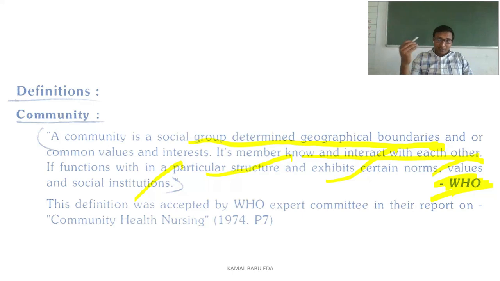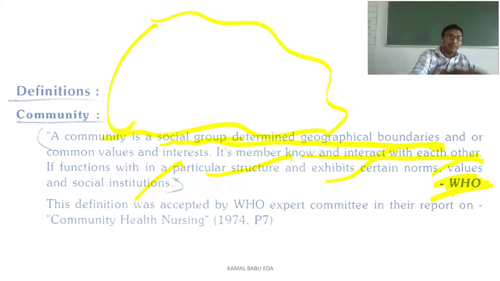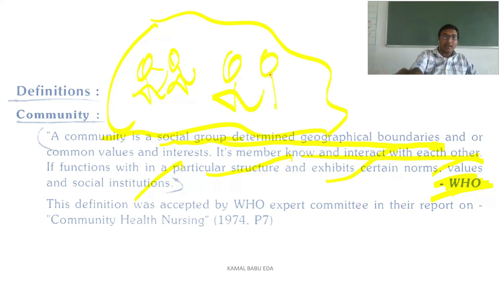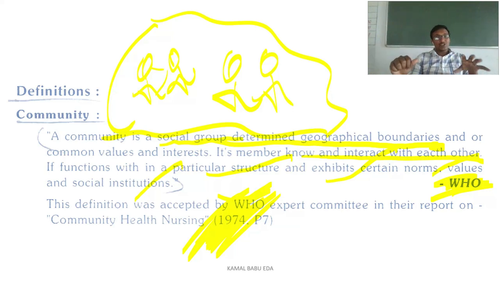If you simplify this, it is a social group, a number of people living together in a particular area. The people talk with each other, share their food habits, and exhibit similar types of norms, similar values and social institutions. So this is what is called a community. This definition was given by WHO in the year 1974. So hope you understood the definition of a community.